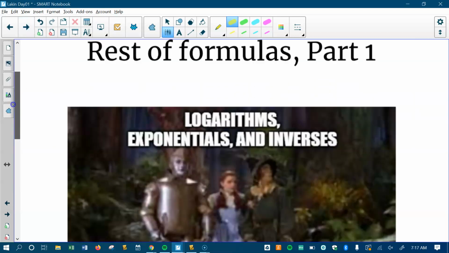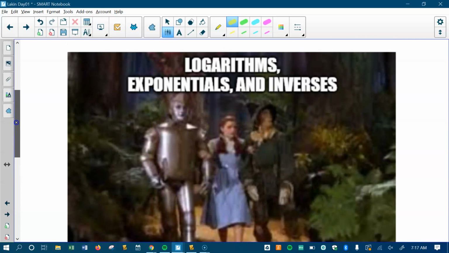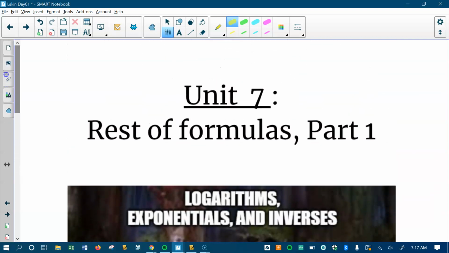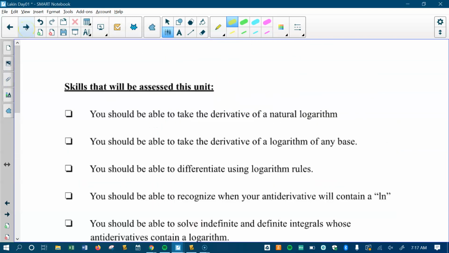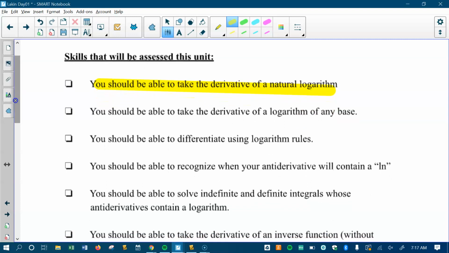Okay, so here is packet number 1. We're going to do logarithms, exponentials, and inverses. What we're doing in this video is taking the derivative of a natural log, and that's it. And differentiate using log rules. That's it.